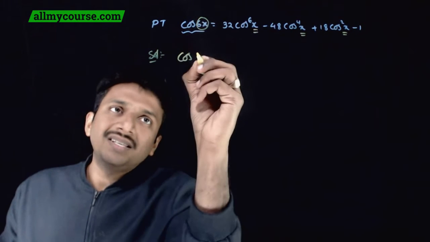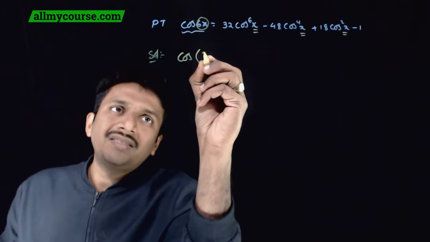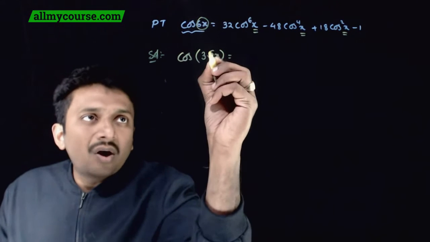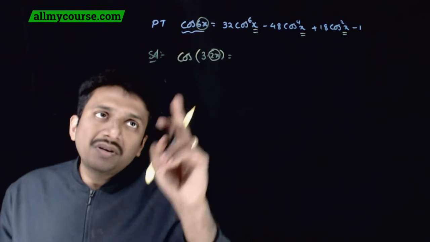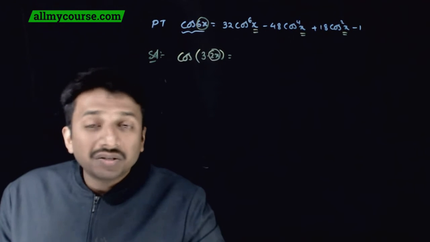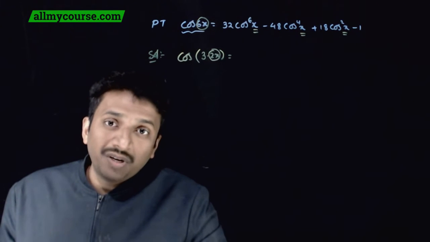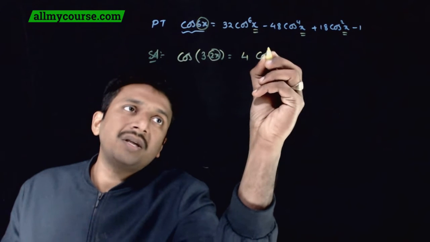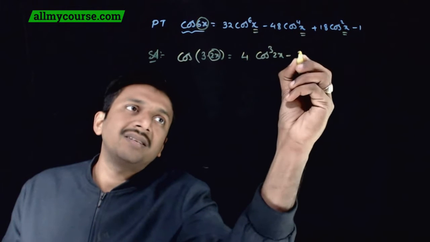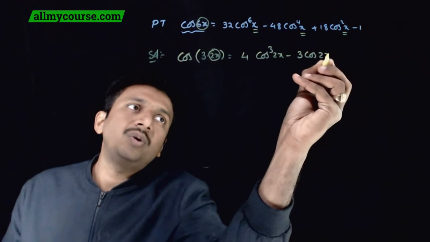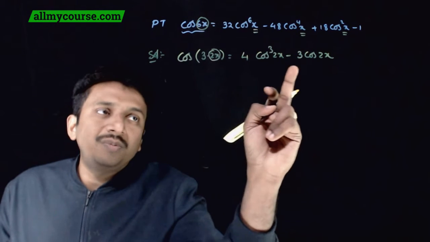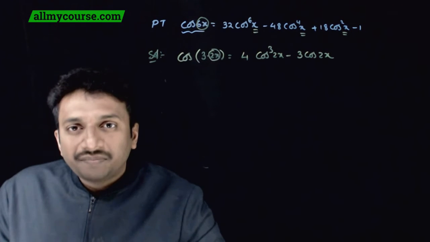Cos 6x is nothing but cos 3 times 2x, right? Cos 3 times 2x. So this is of the form cos 3 theta. What is cos 3 theta? 4 cos cube theta minus 3 cos theta. It is 4 cos cube of 2x minus 3 cos 2x. So cos 3 theta is equal to 4 cos cube theta minus 3 cos theta.